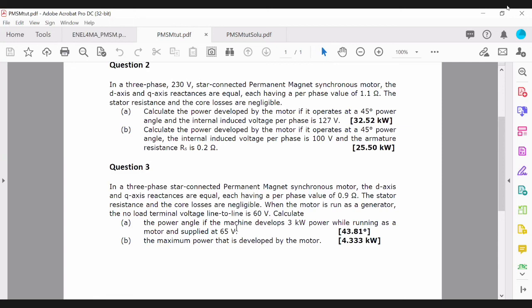So now they said calculate the power angle if the machine develops 3 kilowatt power working as a motor and is supplied by 65 volt. So now we are applying 65 volt, which means the terminal voltage is 65 volt, and we want to basically work out the power angle.